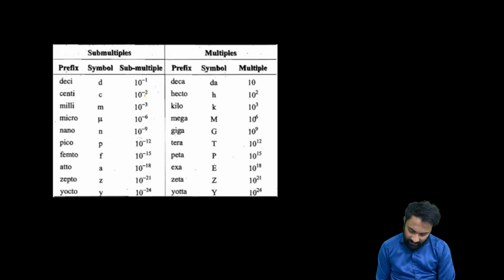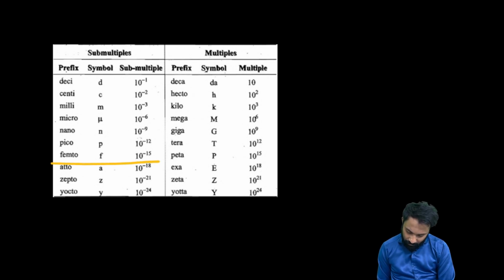Next is centi. Centi is 10 to the power minus 2. Next is milli. Milli is 10 to the power minus 3. Next is micro. Micro is 10 to the power minus 6. Next nano, 10 to the power minus 9. Next pico, 10 to the power minus 12. Femto, 10 to the power minus 15. Clear?